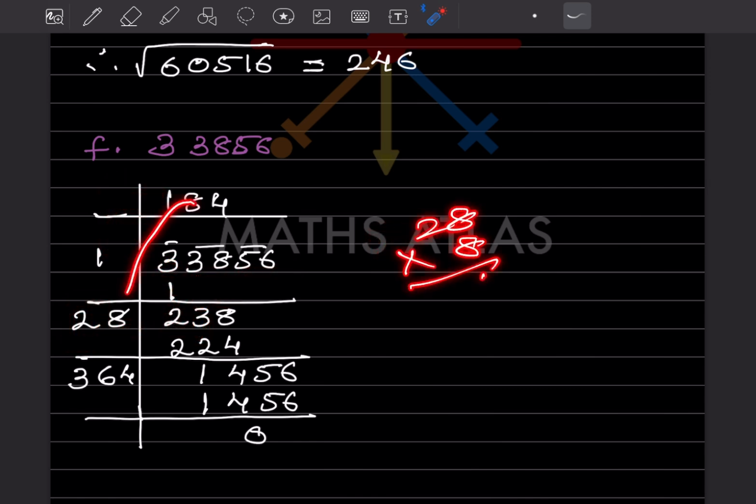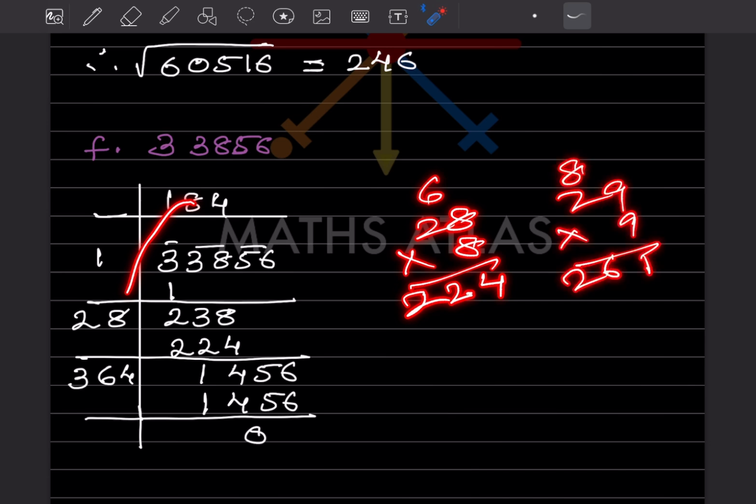So that is going to be 224. Because if we take 29 into 9, that is going to be 261, which is not possible because this is 238. So now again, what will you do? You are going to add this one, 28 plus 8, that is going to be 36. And this is now 14. The remainder is 14. So when you compare this, you will take this number down.